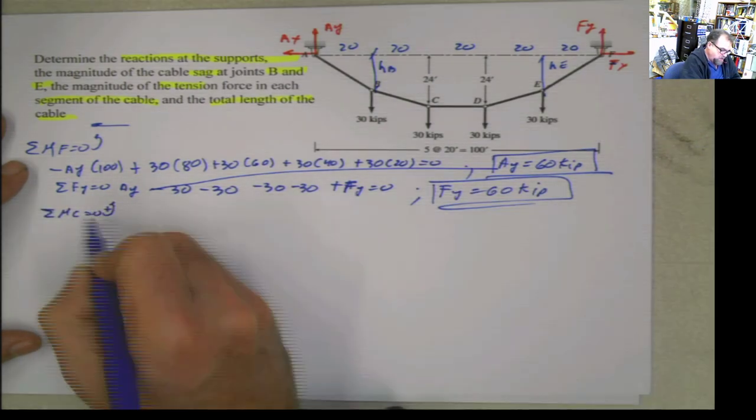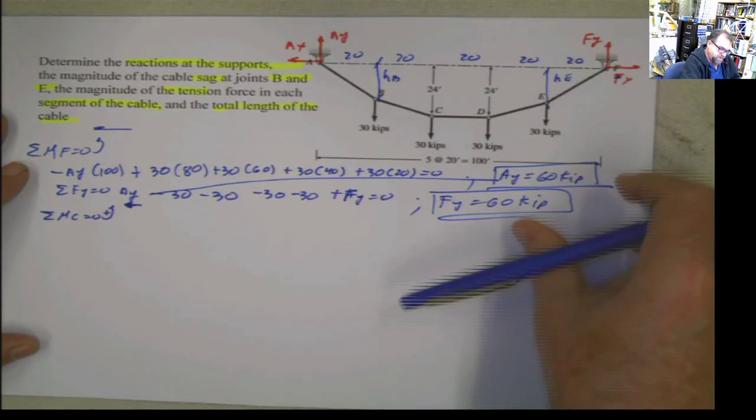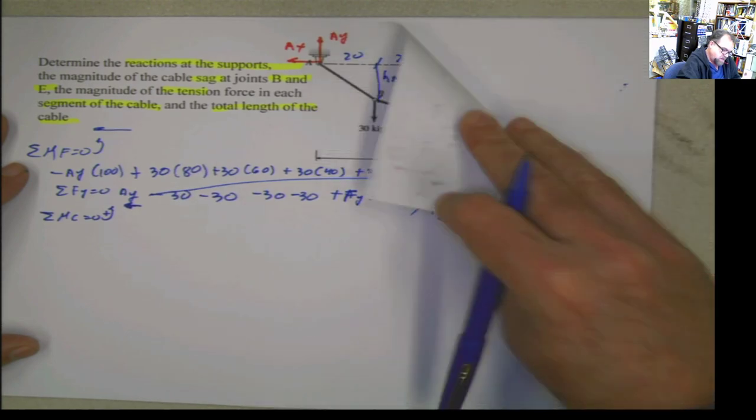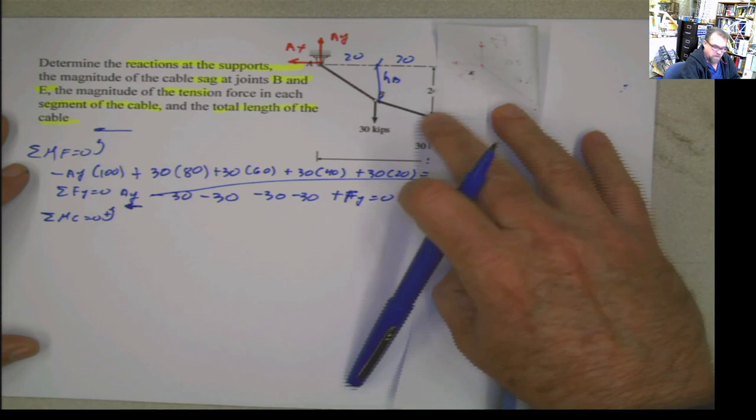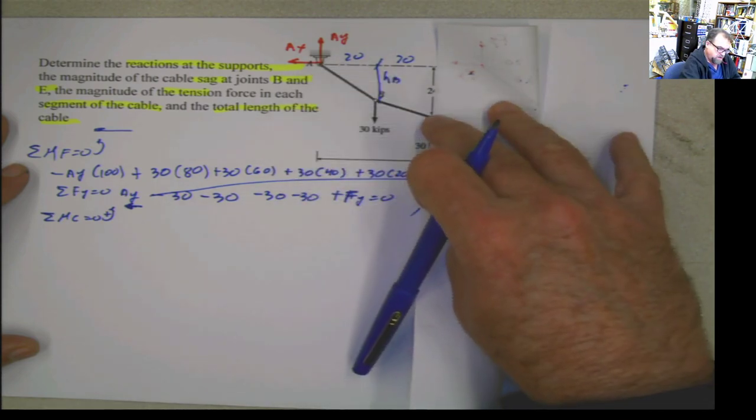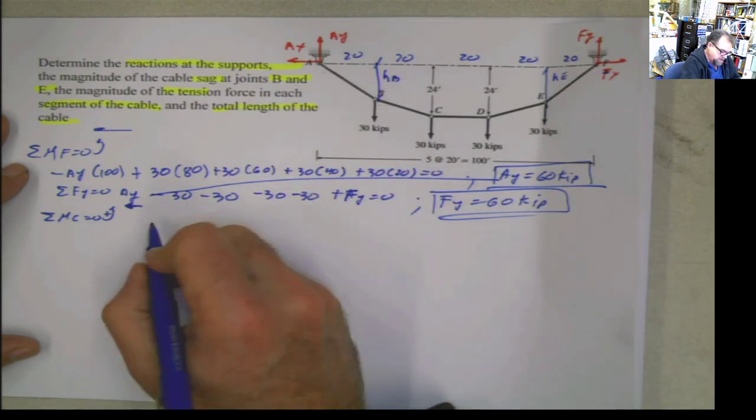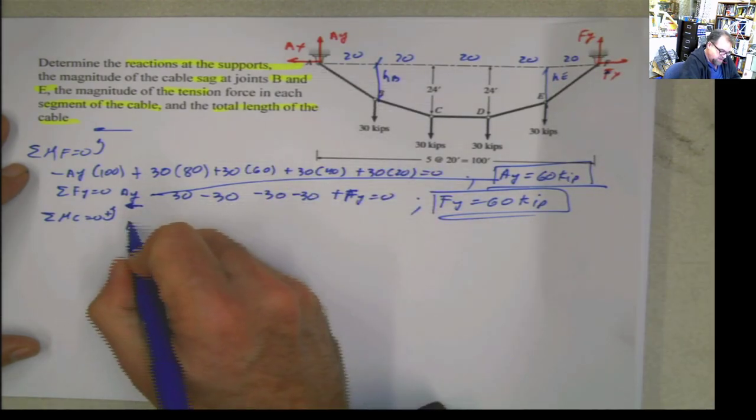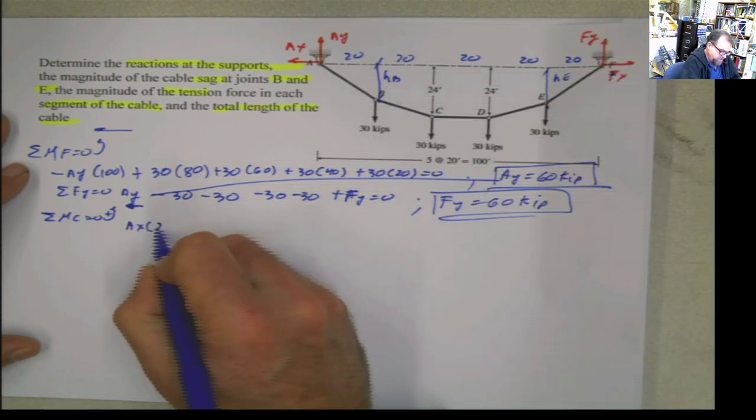And I'm going to use this side of the cut. So basically what I'm doing is this. I'm cutting it here, and I'm applying moment from this side to that part. And if I do that, then you're gonna get AX, positive AX, multiplied by this height, which is 24.